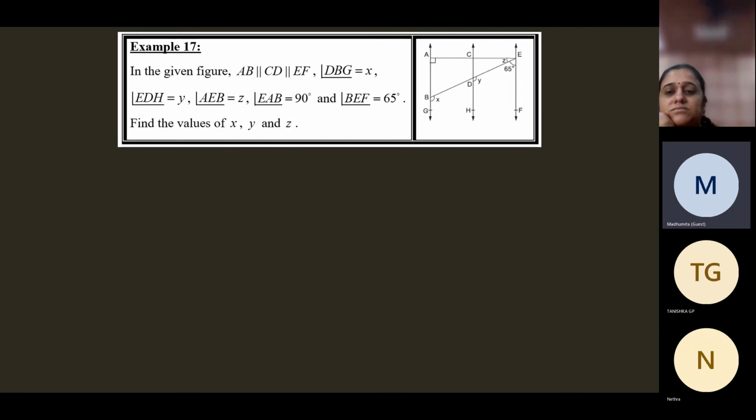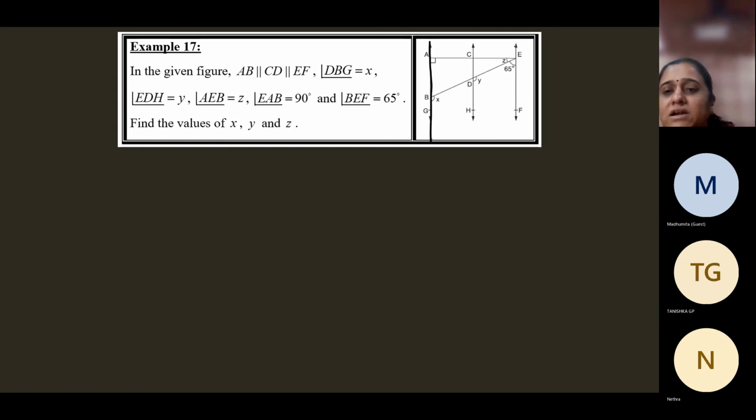25 degrees, ma'am. How much? 25. How? Ma'am, Z plus 65 is 90 degrees. Why? Because angle GAE is 90 degrees and angle FEA should also be 90 degrees, so they form co-interior angles of 180 degrees. Correct. So again AG is parallel to EF, but the transversal is different. AE is a transversal now.